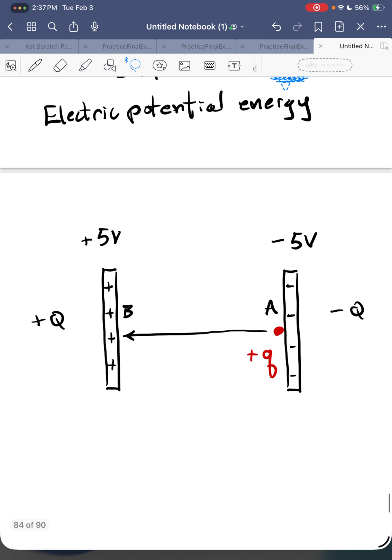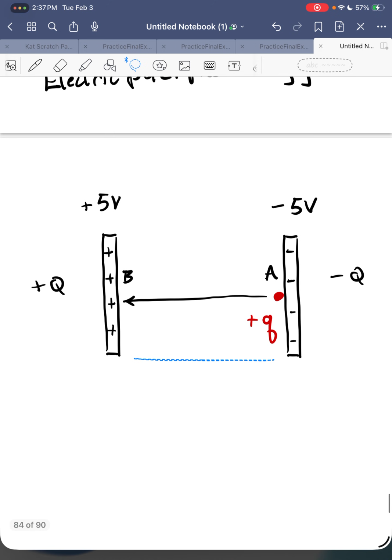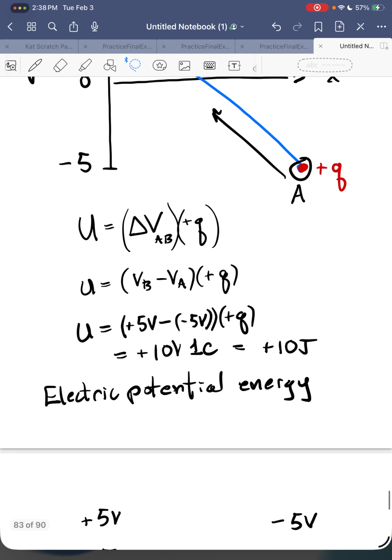So it takes 10 joules of work to lift it from this negative potential and put it at that positive potential. A way to think of this would be to take a heavy weight and lift it from the ground, which might be at point 0, up 10 meters. It might take you a lot of energy to take some 10 kilogram mass and lift it from 0 all the way up to 10 meters. That's analogous to what we're doing here with this charge. So you increase the electric potential energy.